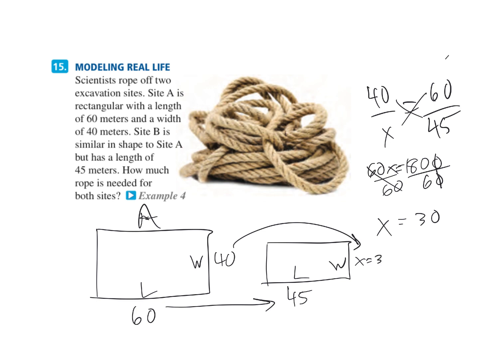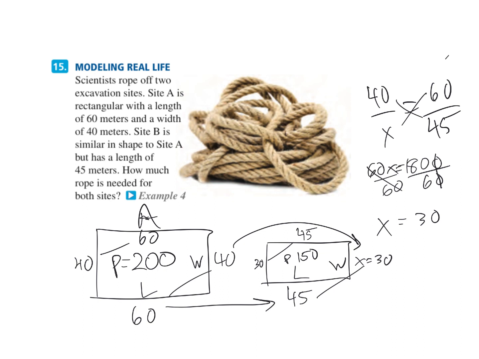So if x is 30, and these are rectangles, so that's 30, that's 45, this is 40 over here, and this is 60 up here. So what's the perimeter? So add all those together. 60 and 40 is 100, that's 100, so that's 200, that's the perimeter of the big one. The small one is 75, and 75 is 150. So that's the perimeter of the small one.